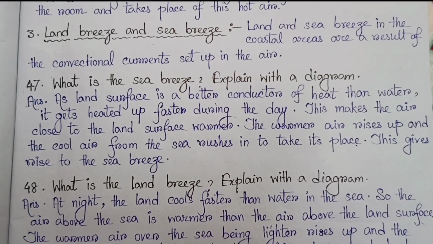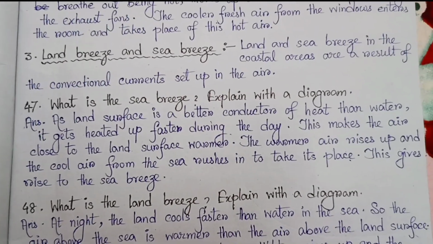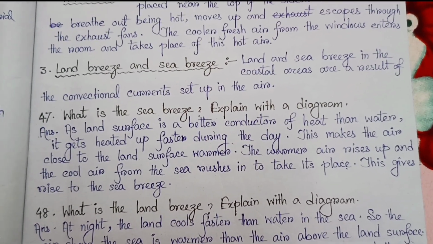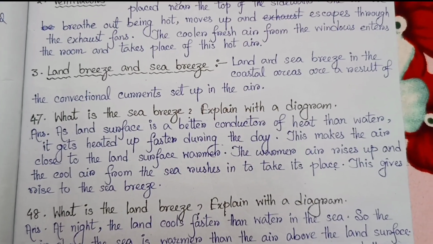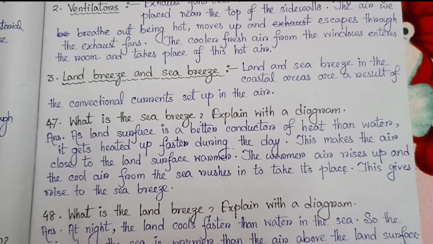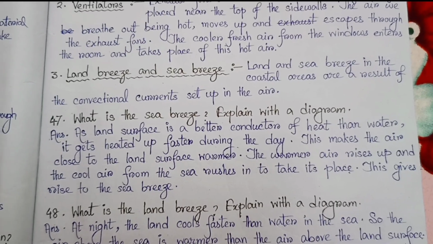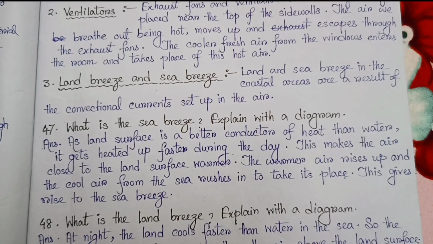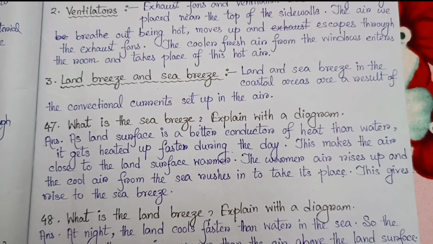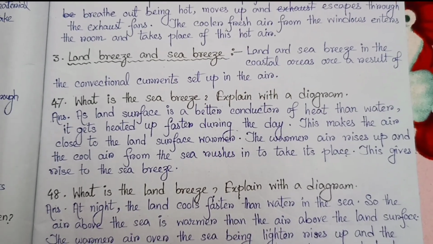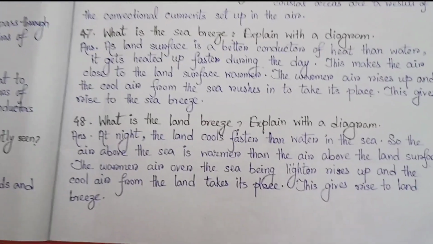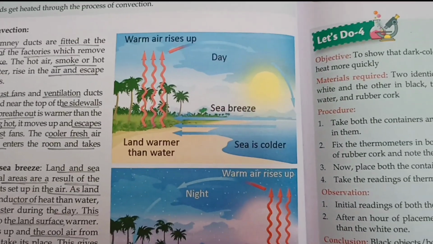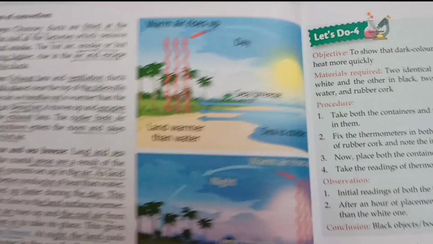47. What is a sea breeze? Explain with a diagram. As land surface is a better conductor of heat than water, it gets heated up faster during the day. This makes the air close to the land surface warmer. The warmer air rises up and the cool air from the sea rushes into its place. This gives rise to the sea breeze. Okay, so you can draw the sea breeze from there, the upper picture, the first one. Okay, next one.